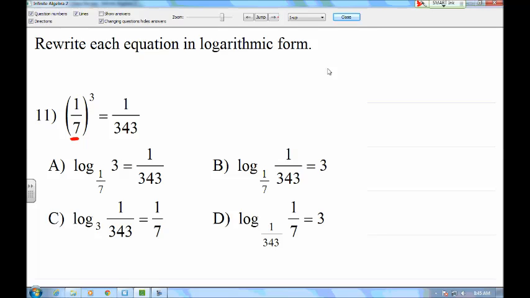That's the base. So automatically you should know it's not these two, because the base has to be 1/7. Okay, so log base 1/7 of the next fraction equals 3. So it is B.